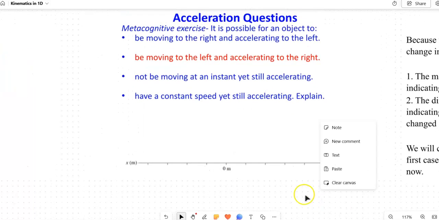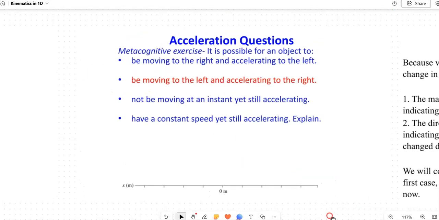It is possible for an object to be moving to the right and accelerating to the left. It is possible for the object to be moving to the left and accelerating to the right. It is actually possible for an object to not be moving in an instant, but still be accelerating. And it is also possible for an object to have constant speed, yet still be accelerating. So let's do this red one together.